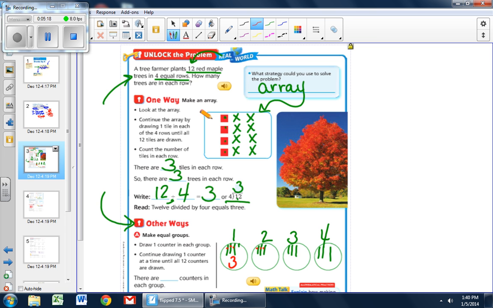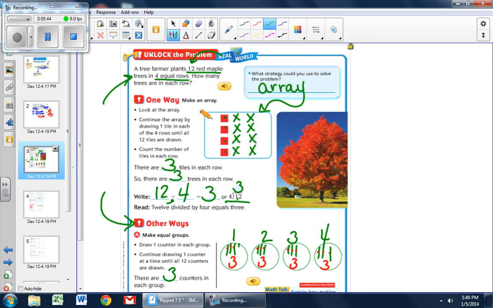1, 2, 3, 1, 2, 3, 1, 2, 3, 1, 2, 3. This step is very important: go back and count, so that when you get to where there are not equal groups, you don't miss the problem because you have more counters in one group than in another. So just going back and checking makes it a really good habit. So there are 3 counters in each group.